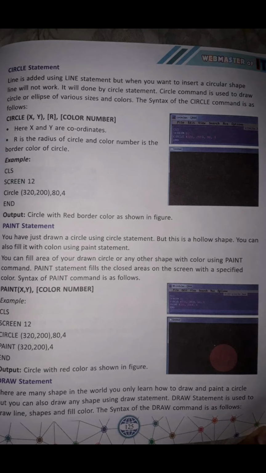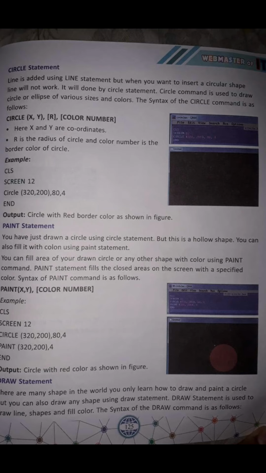Okay, now the paint statement. You have just drawn a circle using the circle statement, but it is a hollow shape, meaning whatever circle you have drawn is hollow, it has no color. But if you want to specify color, you can do so using the paint statement. You can fill the area of your drawn circle or any other shape with color using the paint command. The paint statement fills closed areas on the screen with a specified color.